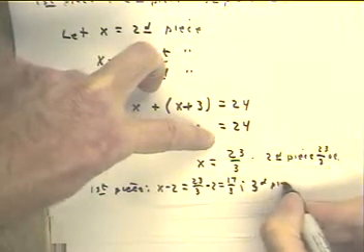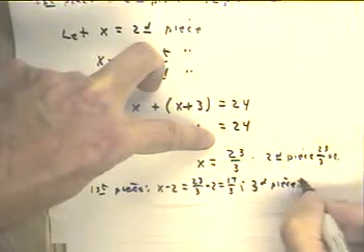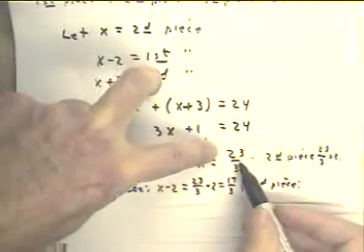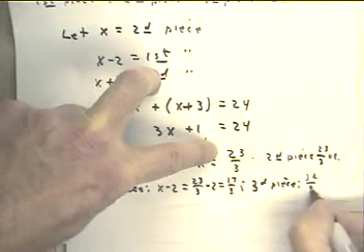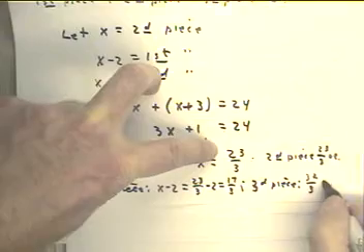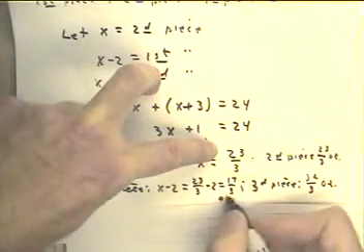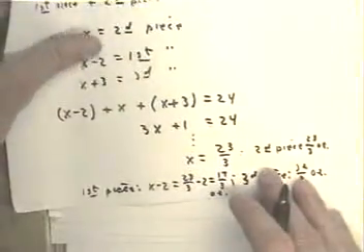In the third piece, if we add 3 to 23 thirds, 3 is 9 thirds, we're going to get 32 thirds ounces. Put the ounces under the second piece also. Whoops, a little recoil there.